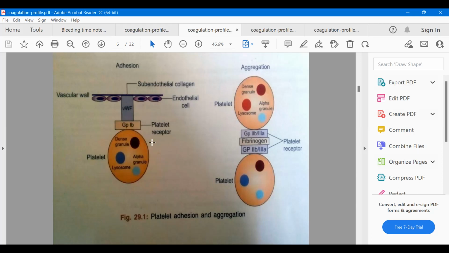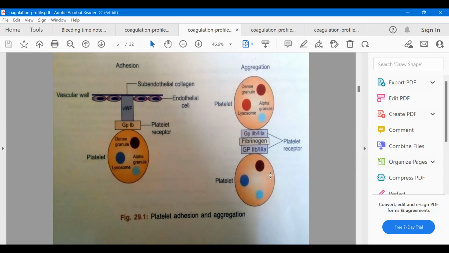Then after getting attached, these attached platelets will get activated and will release certain cytokines, resulting in aggregation of many other platelets. Any 2 platelets will couple together. They will bind together by another receptor called GP2B3A. So with the help of GP2B3A, any 2 platelets will get attached, whereas with the help of GP1B, platelet attachment will happen. So attachment is favored by GP1B, whereas aggregation is favored by GP2B3A.